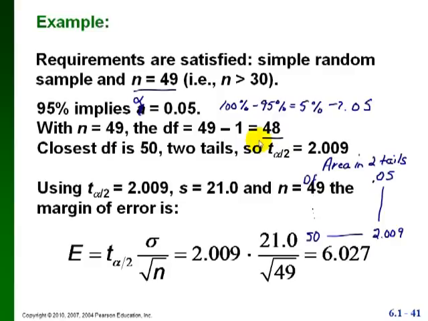Now we have everything that we need to find our margin of error. And again, the notation here turned out a little bit wrong. This should be an S. So we have our critical value of 2.009, our S, which was 21.0, our sample size, which was 49, and if we put that in our calculator correctly, we get a margin of error of 6.027.